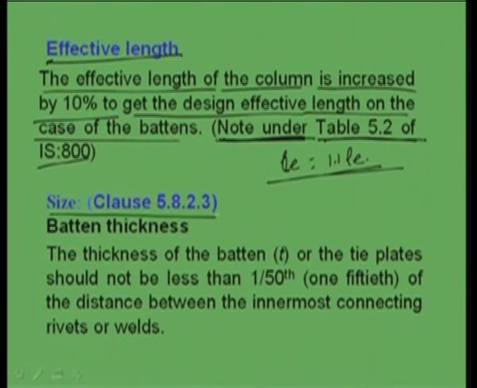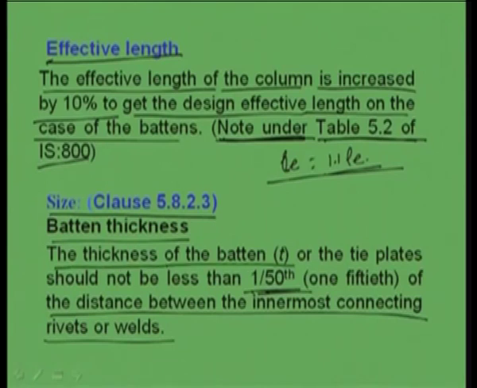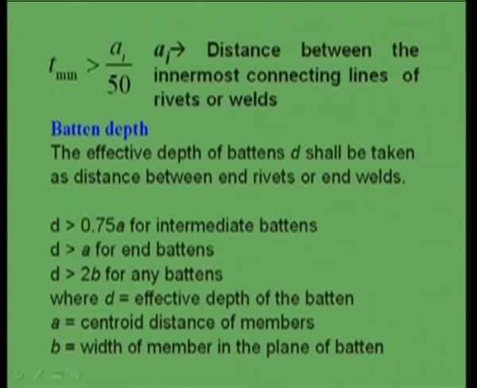And in clause 5.8.2.3 the thickness of batten has been defined. The thickness of the batten T or the tie plates should not be less than 1/50th of the distance between the innermost connecting rivets or welds. So in this way we have to decide the thickness T. The minimum thickness T will be A by 50, where A is the distance between the innermost connecting lines of rivets or welds.